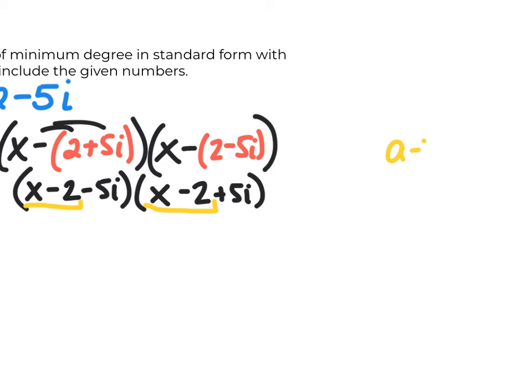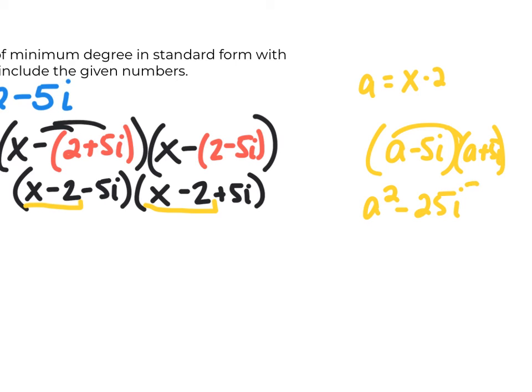That's like having a minus 5i, so I'm saying let a equal the x minus 2, times a plus 5i. Again, when I multiply conjugates together, what happens is my middle terms drop out. So I have a squared, I would have minus 5ia and plus 5ia, and they would cancel. And then I'd get minus 5i times 5i would be minus 25i squared, which would produce a squared plus 25. Okay, so this is the same thing over here on the left. If I say x minus 2 is a, I'm going to get a squared plus 25.